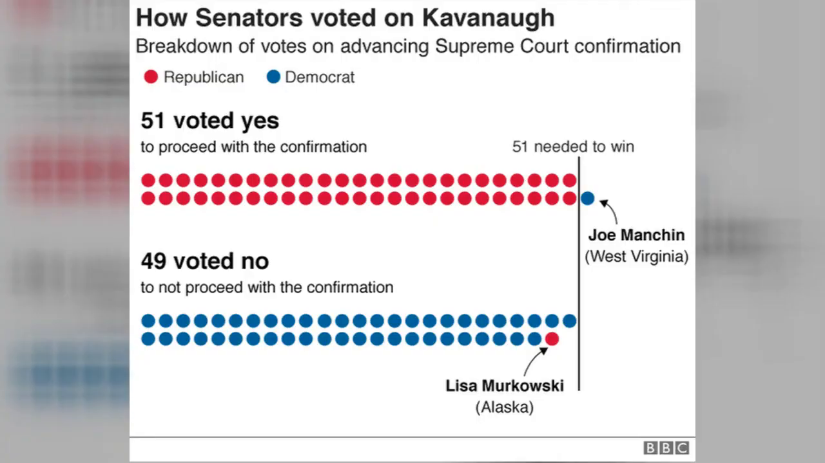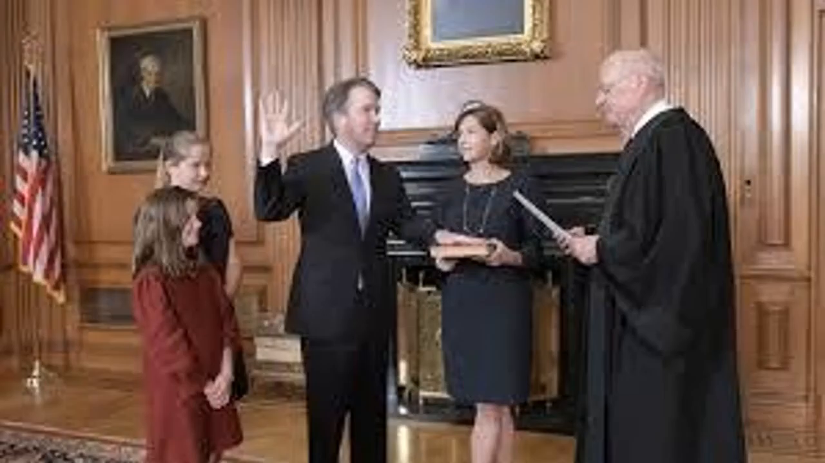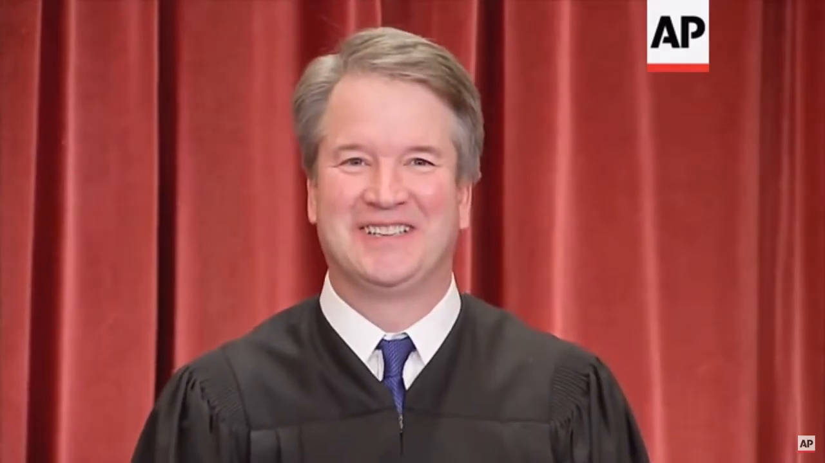But if you survive the hearing, then it goes to a vote, and the Senate can approve or reject a Supreme Court nominee by a simple majority. If they're approved, hey, congratulations, you're on the court for life. If they're rejected by the Senate, though, then the president has to pick someone else.